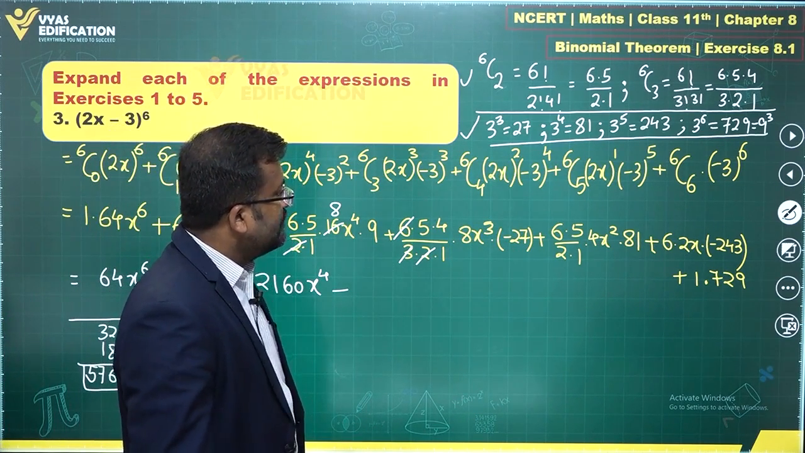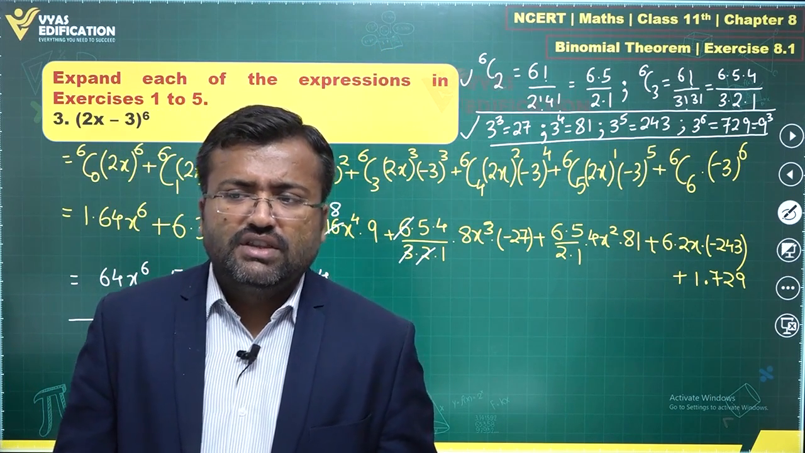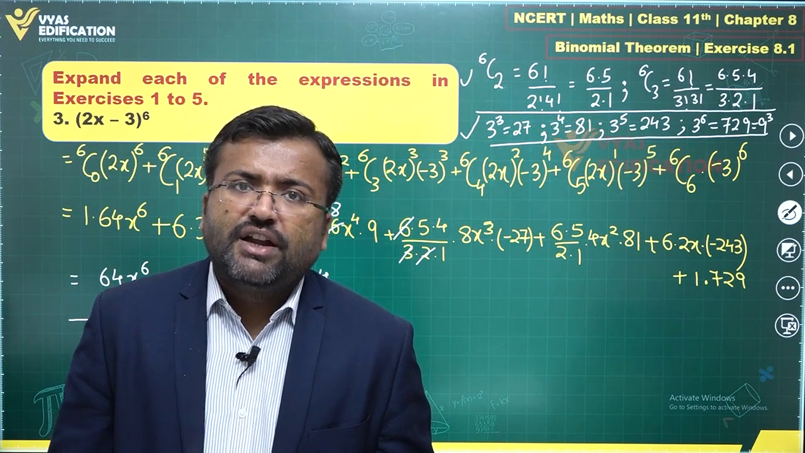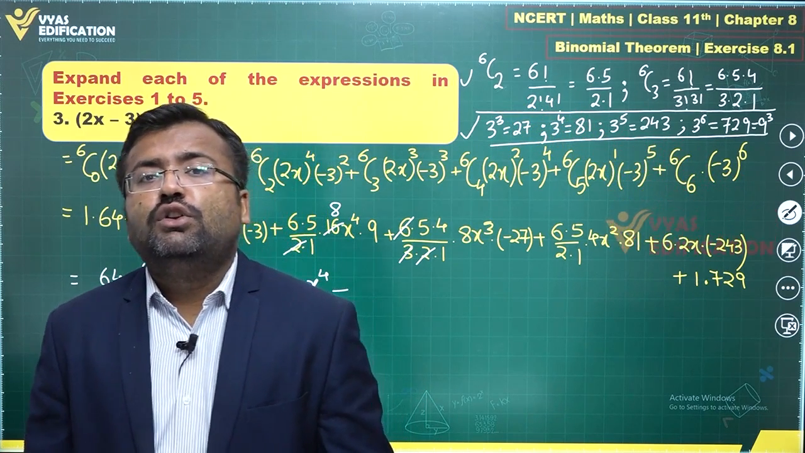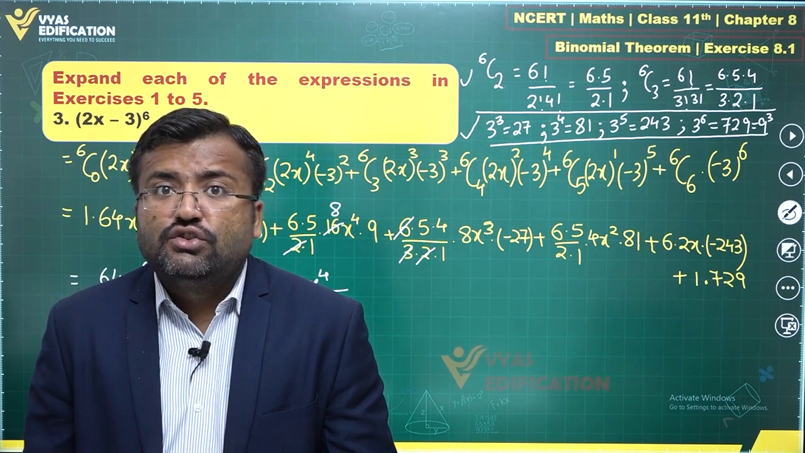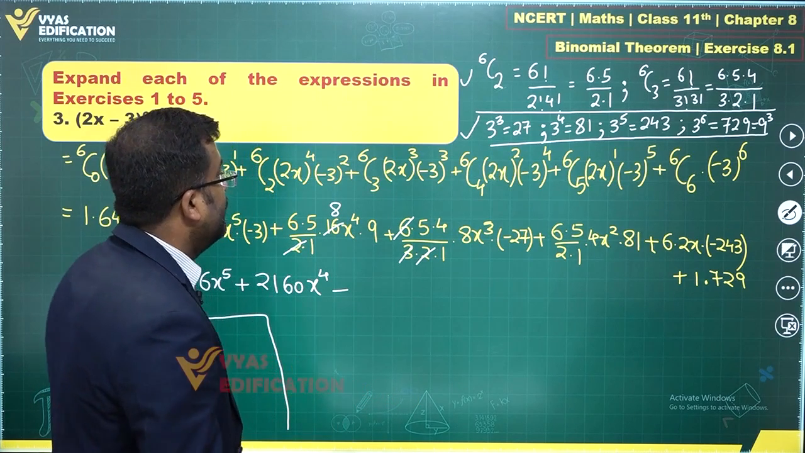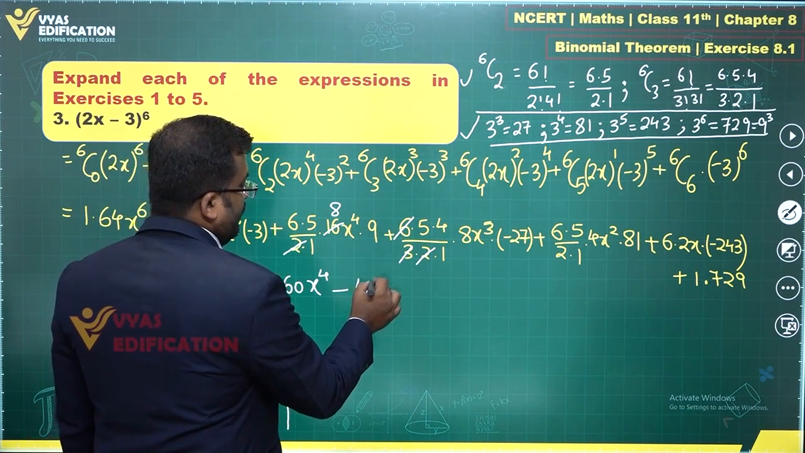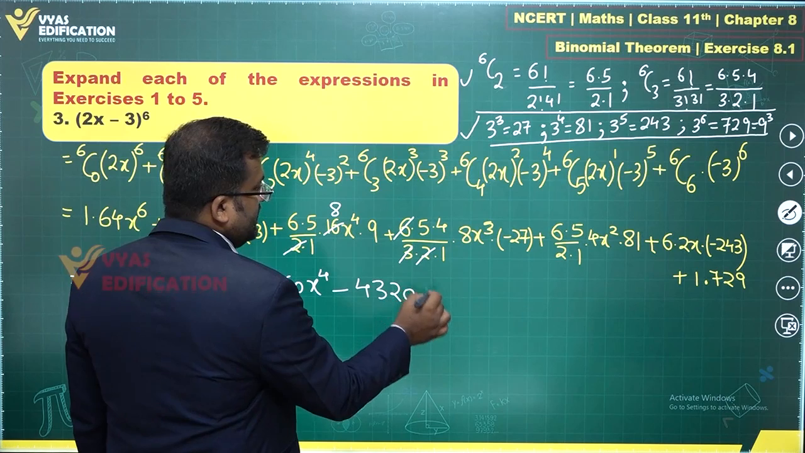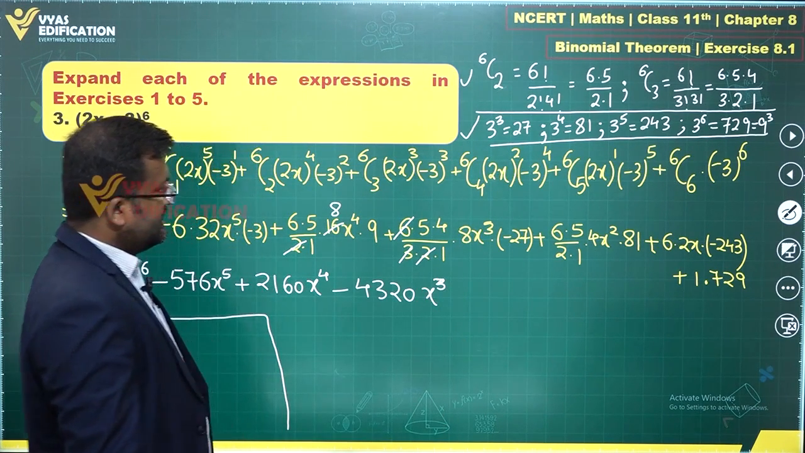16 times 27. 16 is 2 power 4. 27 is 3 power 3. Now what will they multiply to? They will be equal to actually 6 power 3 times 2. 6 power 3 is 216, times 2 is 432, and 4320 is what you'll get. 4320 x power 3.